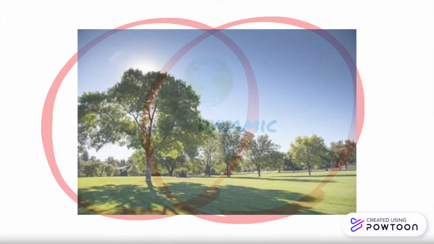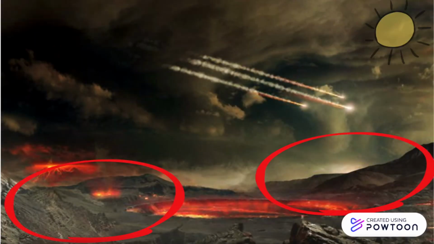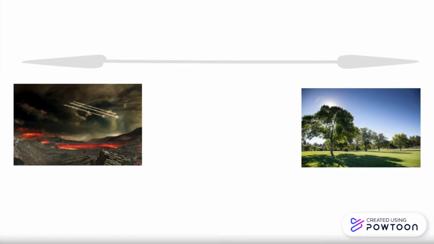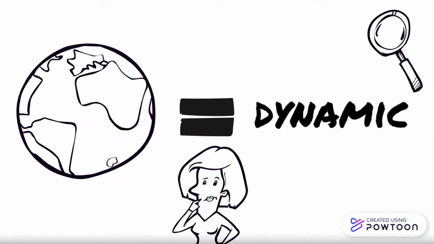Well, the Earth is dynamic. When the Earth was formed, it didn't look like the environment we see today. It was rocky, very hot, had no oceans, and was constantly being hit by meteorites. Over billions of years, the Earth went through tons of transformations to look like what it is today. So, how can we prove this theory that the Earth is dynamic?